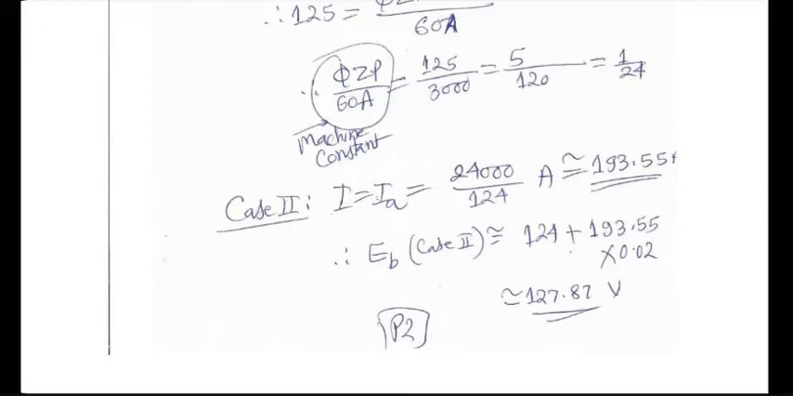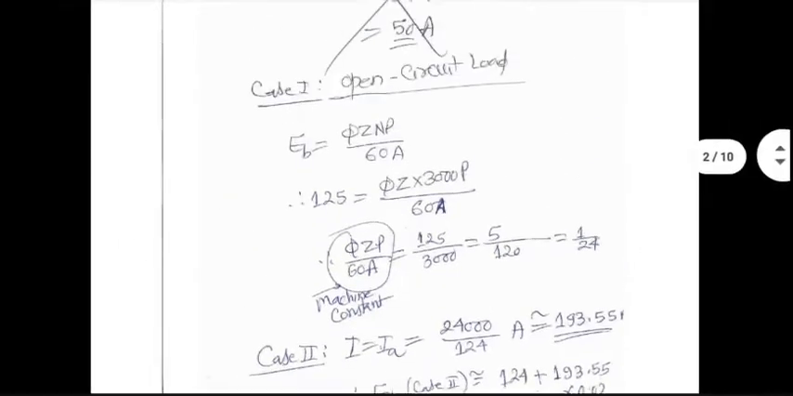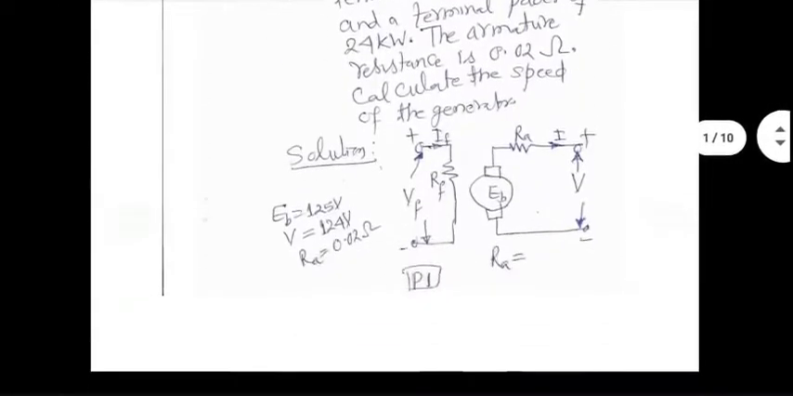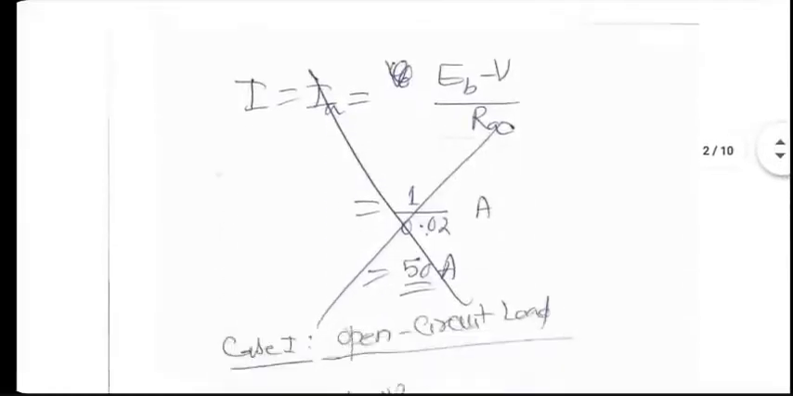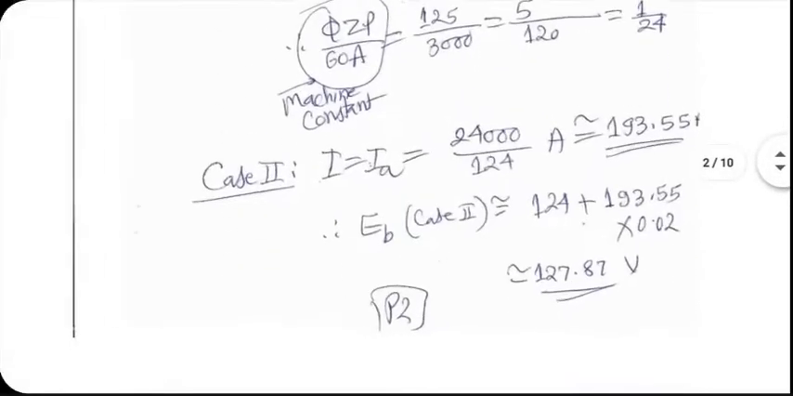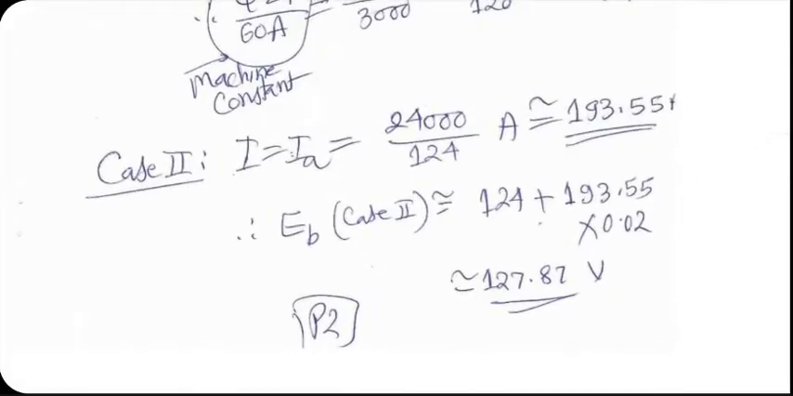Okay. So in case 2, if you look at the equivalent circuit carefully, when I is not 0, the back EMF E_b will be V plus I_a R_a, simple KVL. And V is 124 volt. I has been calculated in case 2. R_a is known. So we should be able to calculate E_b in the second case as 124 plus 193.55 into 0.02. So E_b in the second case turns out to be slightly higher than what it was in the first case.